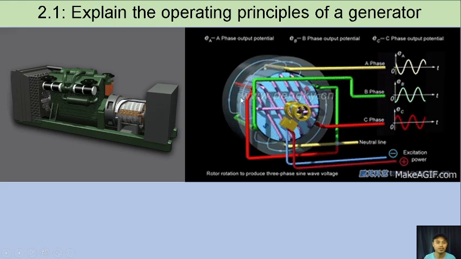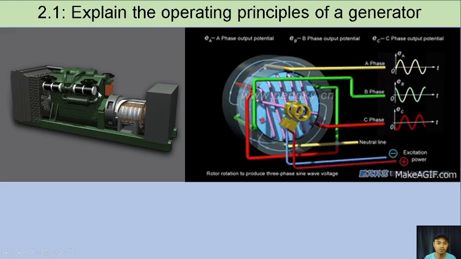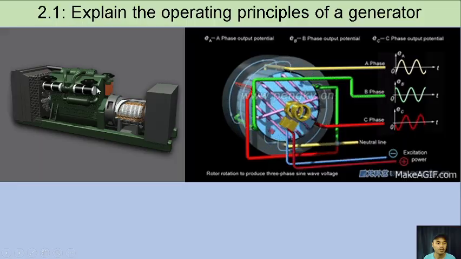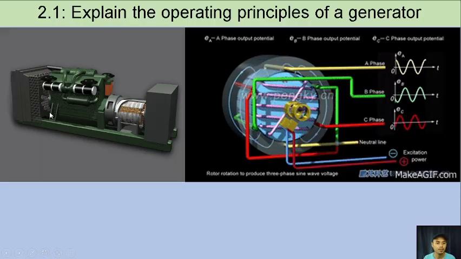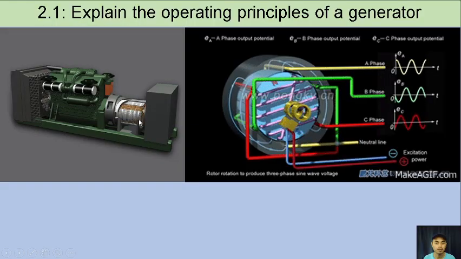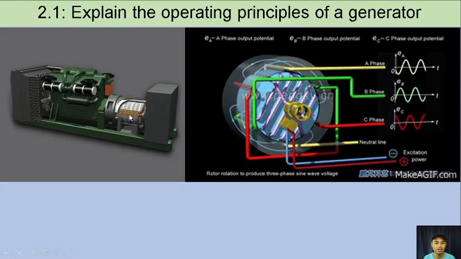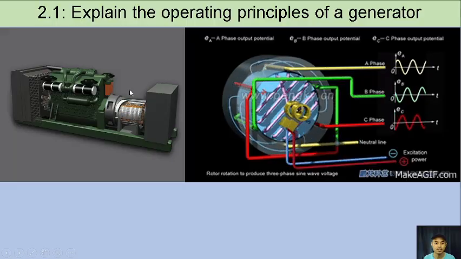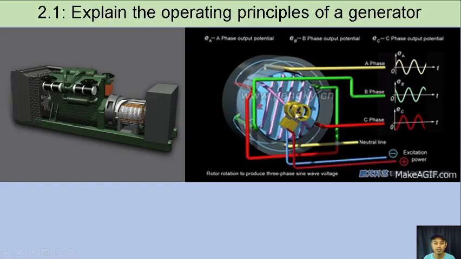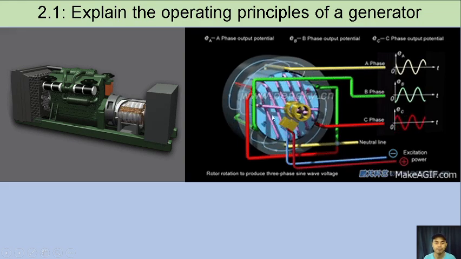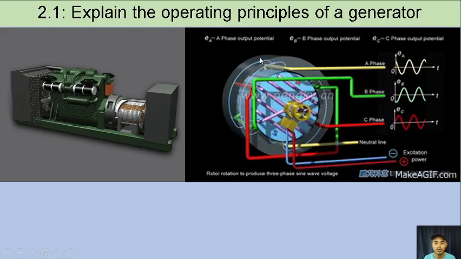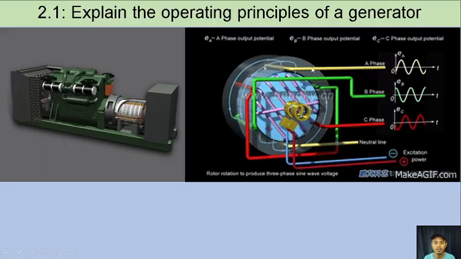Okay, so let's start. First, explain the operating principles of a generator. As you can see, this is an example of an emergency generator. This is the air cooled diesel engine, and this diesel engine helps rotate the generator, or the alternator. Inside this alternator we have a simple basic design of an alternator. The one that is rotating is the rotor, and the one on the side, which is not moving, is the stator.